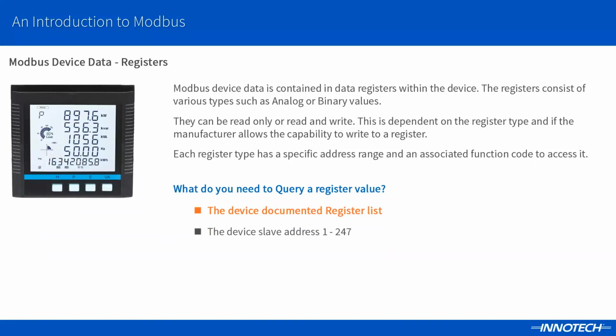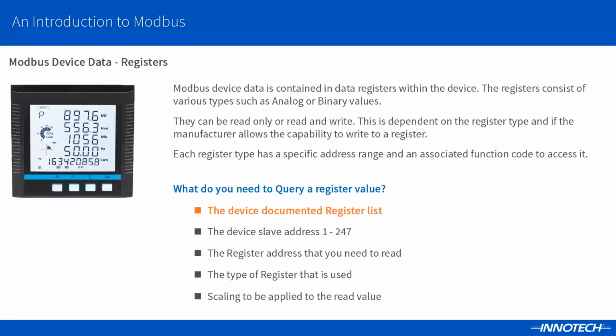You also need the device slave address, the registers that you require for the project, the type of register that is being used, and if any scaling needs to be applied to the value from the device. Usually data read back from a Modbus device is provided as a basic value without any scaling applied. You then need to make the value a real-world value by entering the correct scaling. This may be indicated in the documentation, but sometimes you need to test and make an educated choice for the register that you are reading.